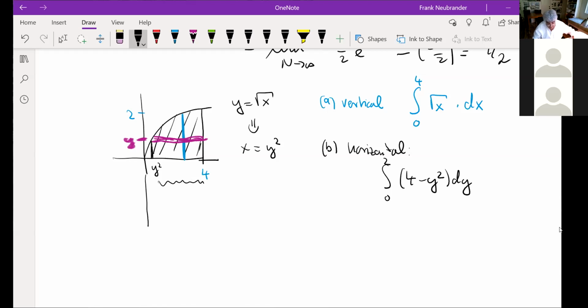Okay, now comes the moment of truth. Now you turn on your calculator, even if the problem doesn't ask you to do it. Plug this in, let your calculator compute that definite integral, and let your calculator compute this definite integral, and if the two numbers are the same, you know you did it right. And if the numbers are different, then you know you made at least one mistake.